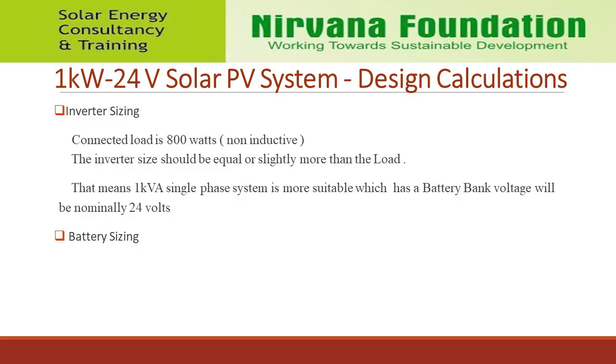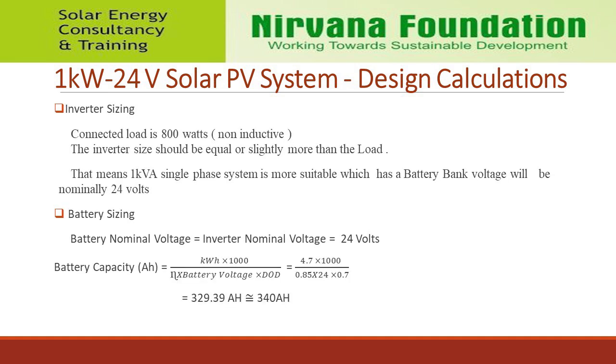Battery sizing. Battery nominal voltage: we have selected 24 volts nominal voltage. Total energy is 4.7 kWh. Depth of discharge of a battery is considered as 0.75. Efficiency of the battery as 0.85. Battery capacity is calculated as shown. It will be around 329.39 Ah. But in the market, the available battery rating is 340. So choose a 340 Ah battery. Always choose a battery of exact size or nearby value available in the market.